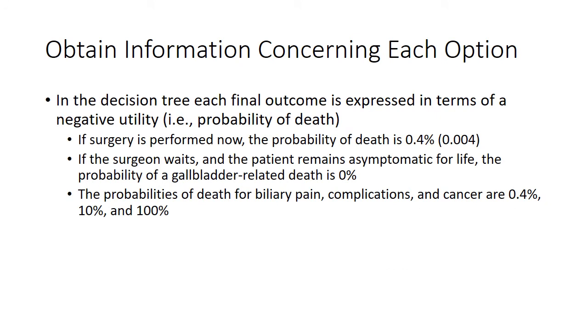As I said before, here in that tree, they're going to be using a negative utility as a probability of death occurring. If we do surgery right now, probability of death is pretty low, but still not non-existent, so 0.4%. If they decide to wait and they remain asymptomatic, death rate is probably 0% from gallbladder complications. And then if they have biliary pain complications, cancer, notice how the death rates continue to increase. So it's a very low probability that patients would develop cancer had you waited. However, their likelihood of death is much higher than if they remain asymptomatic. So again, kind of makes sense from a clinical standpoint.